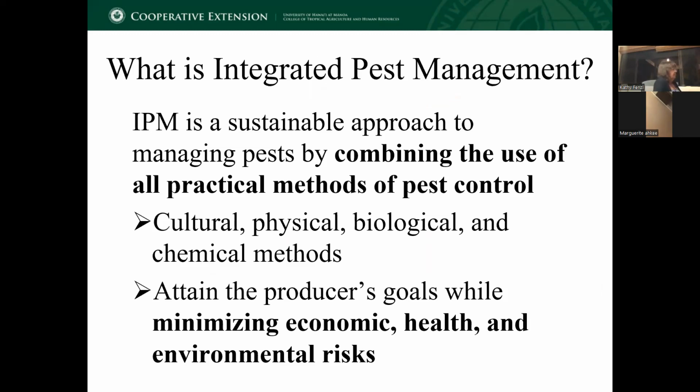And so integrated pest management is a sustainable approach to managing pests by combining the use of all practical methods of control. That includes things like cultural, physical, biological, and chemical methods, and we'll go into each in a little more detail. And also making sure that we're meeting our goals, including minimizing economic, health, and environmental risks in the process.